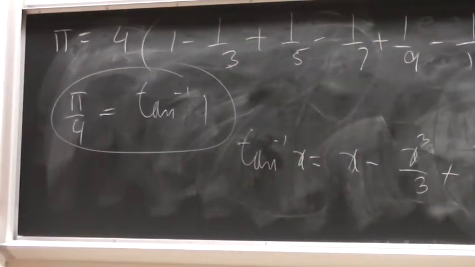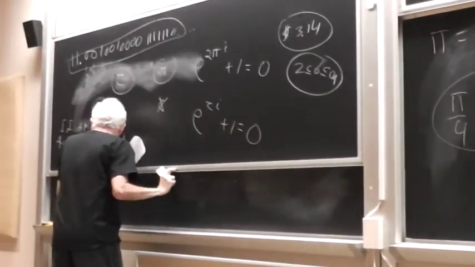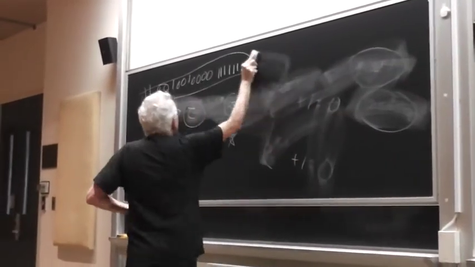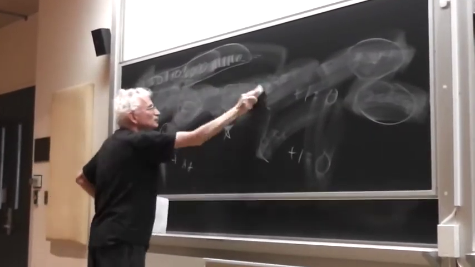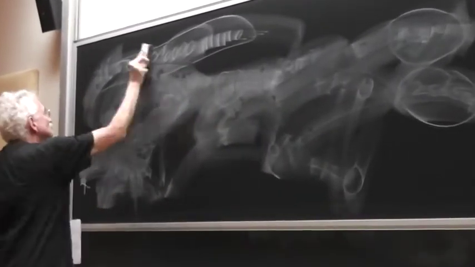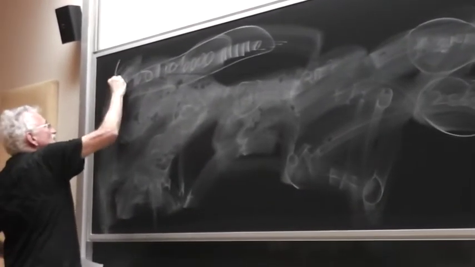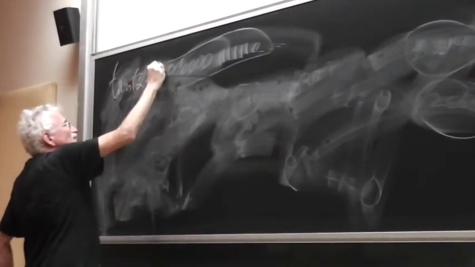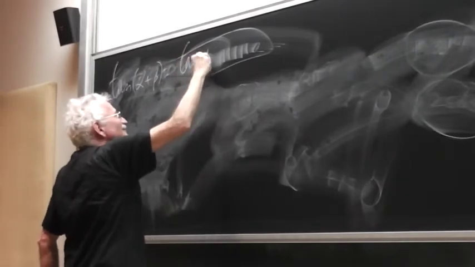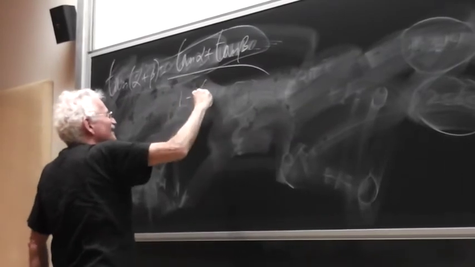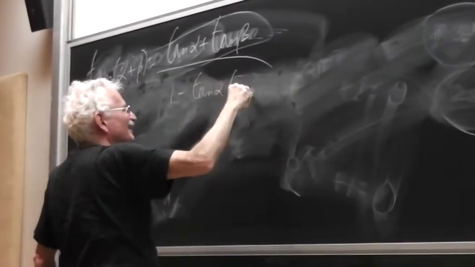So we know this probably goes back to ancient Greece. It's the rule for the tangent of a sum. I think it goes back to Alexandria, or some version of it at least. Tangent of x plus y, or rather of alpha plus beta, is tangent alpha plus tangent beta over 1 minus tangent alpha tangent beta.